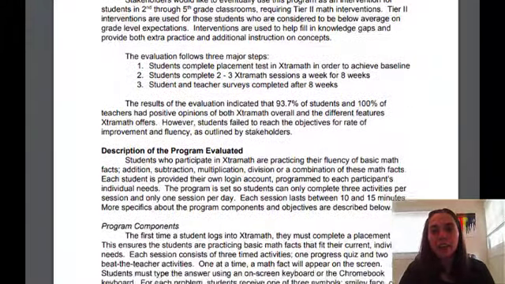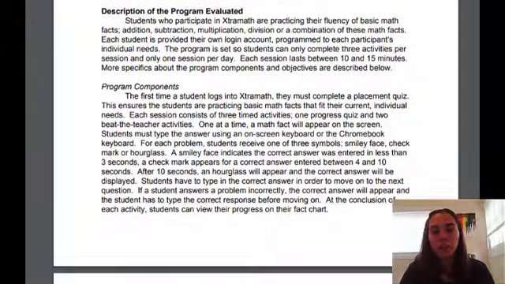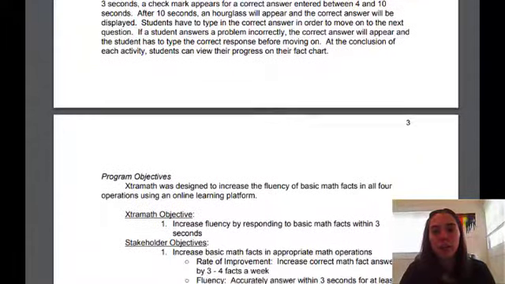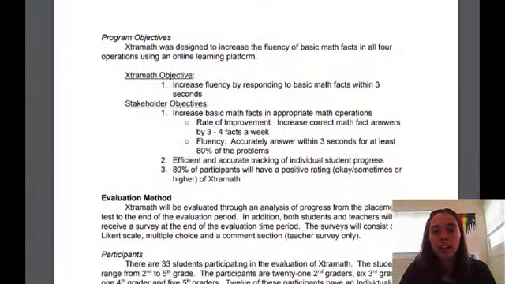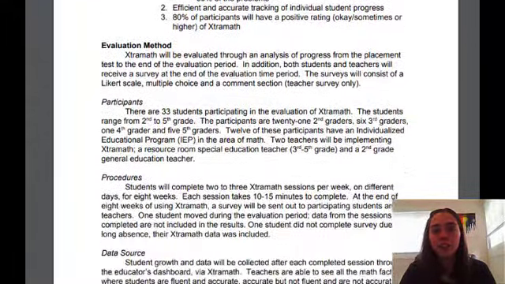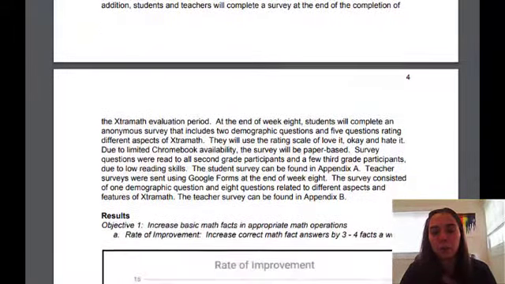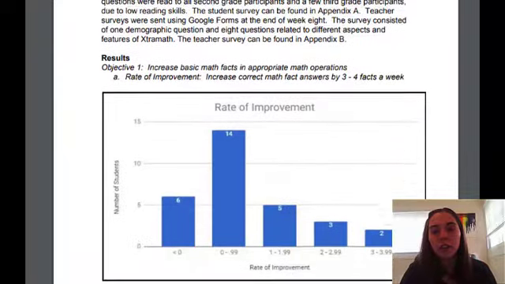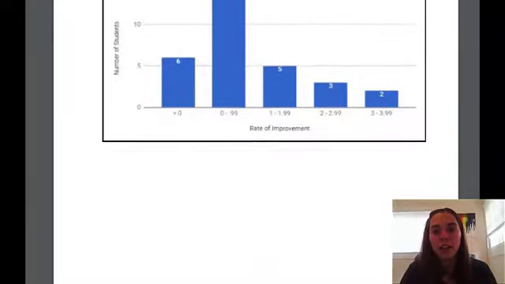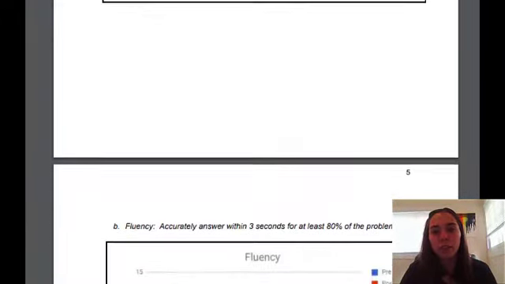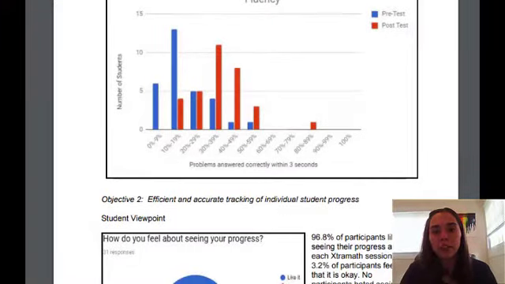I evaluated Extra Math, a computerized program designed to increase math fact fluency. In my evaluation, I used surveys along with implementing a trial period of the program. After reviewing my results, I determined that Extra Math did not meet the rate of improvement outlined by the stakeholders.